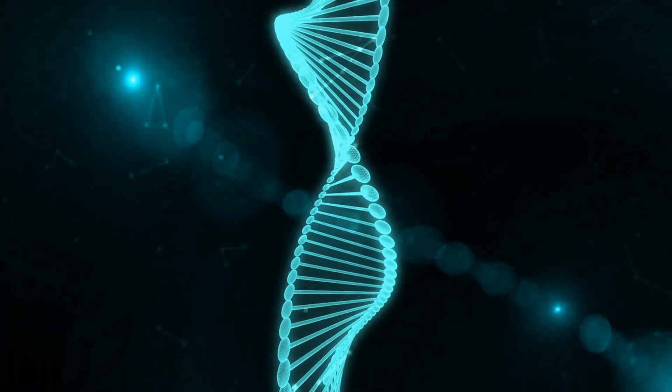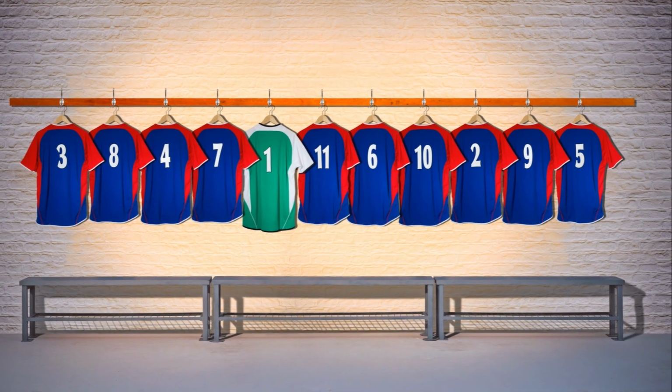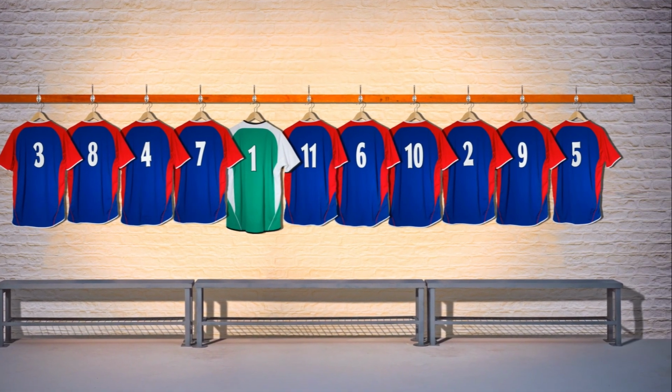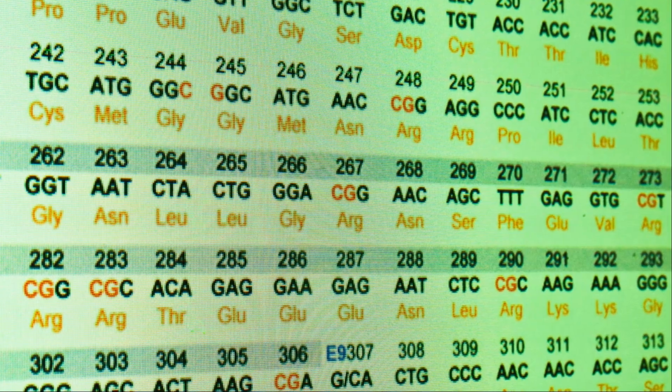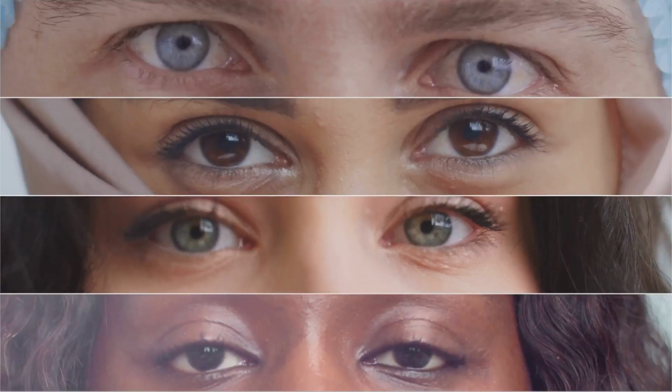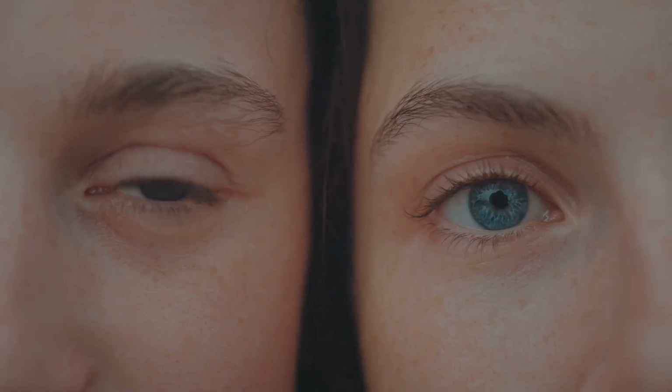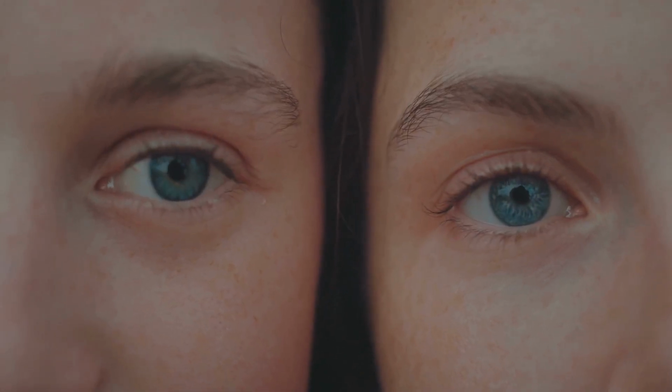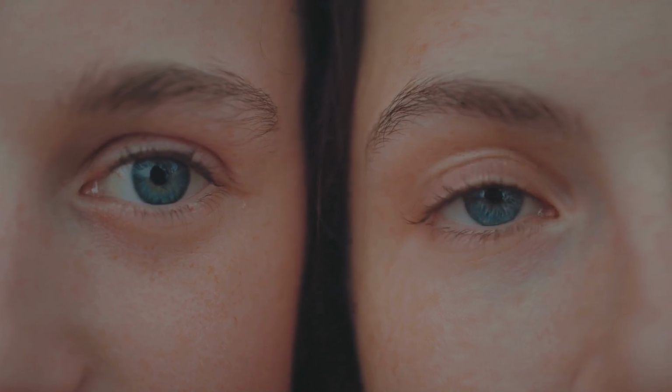Genes can have different versions, like different versions of your favorite footy team's jersey. These versions are called alleles. Each allele has slightly different instructions. This can lead to different traits. For example, one allele might be for brown eyes, and another might be for blue eyes.